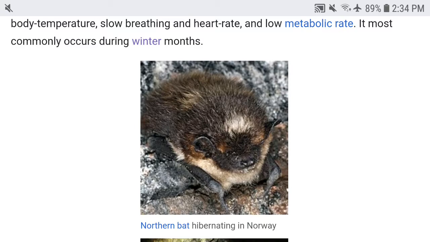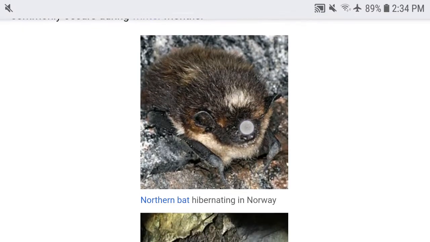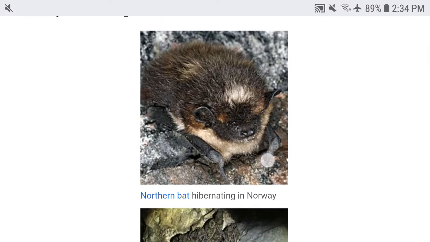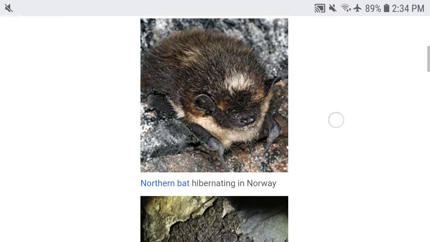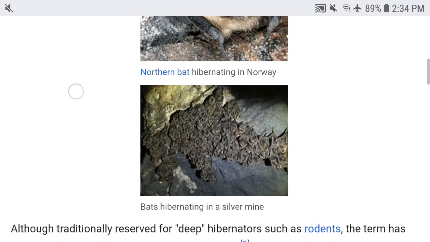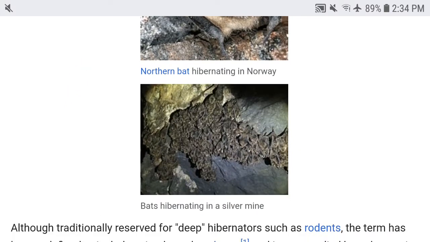What's this? Northern bat hibernating in Norway. Oh, this is a bat. Okay, I can see now. This is the face, those are the ears over here and over here, and this is the legs, I guess, or hands, whatever you want to call that. The limbs.